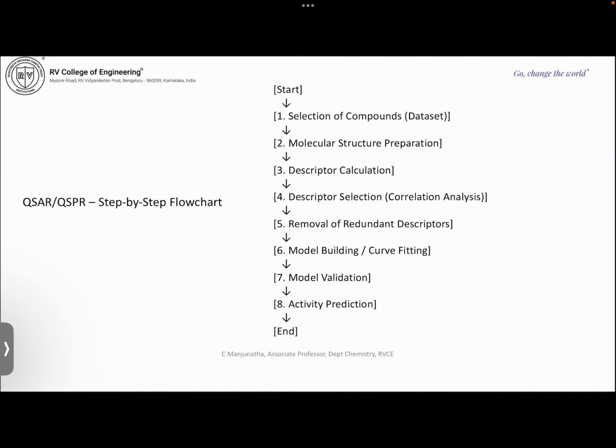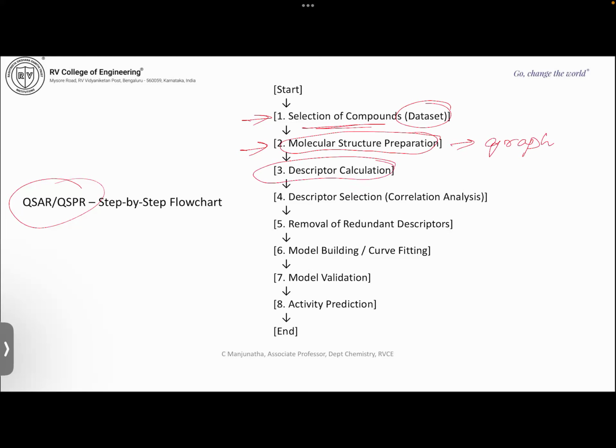So this is the step-by-step flow chart that is followed in modeling or predicting the property and activity of a material in QSPR and QSAR. The first step is the selection of the compounds or data sets, and the second step is the molecular structure preparation. So the molecular structure to network graph, and graph to matrix representation. Then the third step is the descriptor calculation.